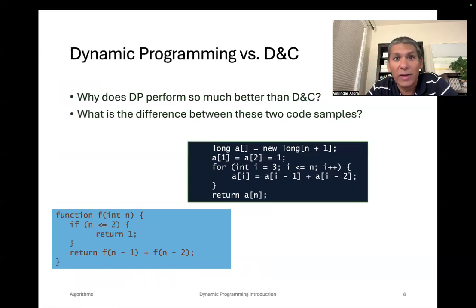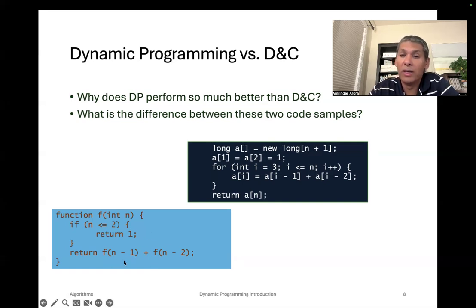Now, the thing that we may have to think about is, why does dynamic programming perform so much better than divide and conquer? The main difference between these two code samples is that here you have recursive calls, and here you have simply an array sum, a single loop. That much is clear. But what we have to observe more carefully is that here you have two recursive calls. And in fact, if we look even more carefully, we see that there is a lot of repetition in this code that's recursively written.